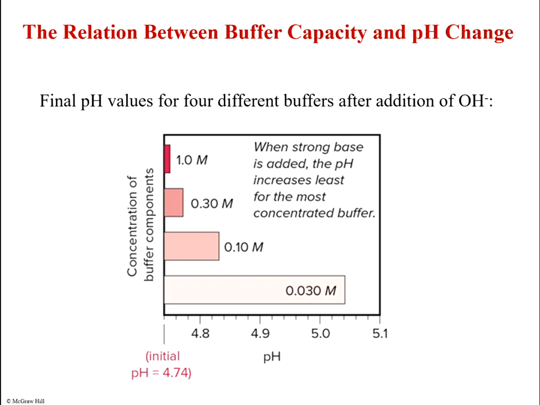And you can see that for the upper buffer, for the 1 molar buffer, we see the smallest change. As we decrease our buffer concentration, the change becomes larger and larger. And for the smallest panel, 0.03 molar, you can see that effectively we've not properly buffered this solution because we've had a change that is almost a half a pH unit. That's a very large change.